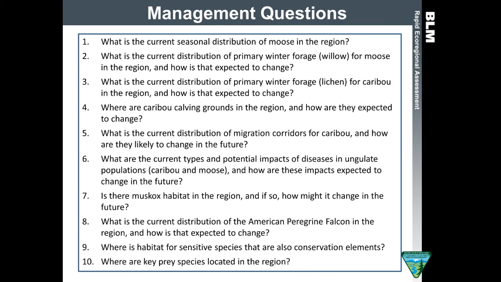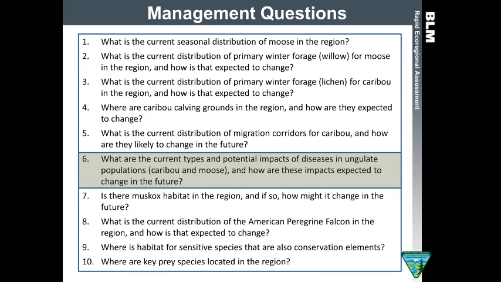So we had 10 management questions, and now I'm going to answer all of them. All I wanted to say about this is that all of these questions were answered under a spatial framework. So we do have GIS data to support this analysis and GIS outcomes, which I think are one of the most important and valuable aspects of this whole REA, that we are producing these spatial data layers, which can then have a future beyond the REA. There's only one question, what are the current types and potential impacts of disease in ungulate populations, that we were not able to answer spatially, and this was answered through a literature review.